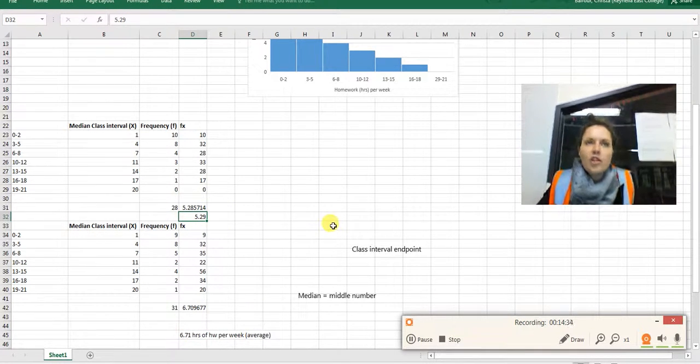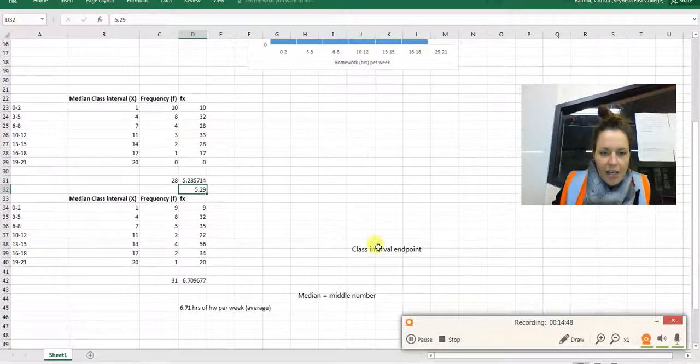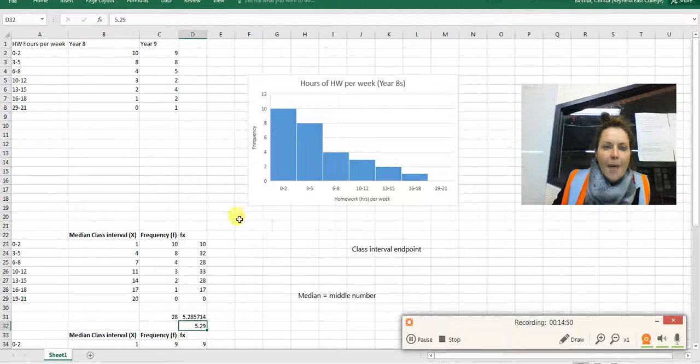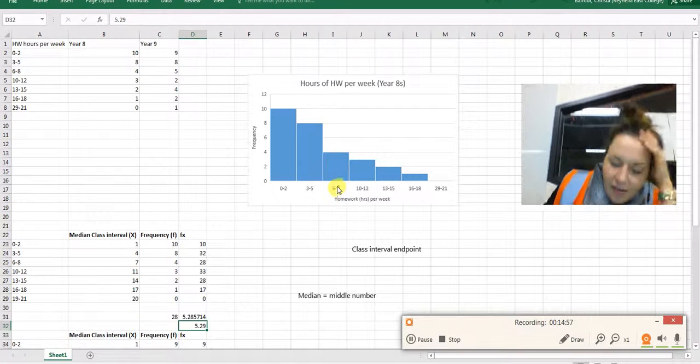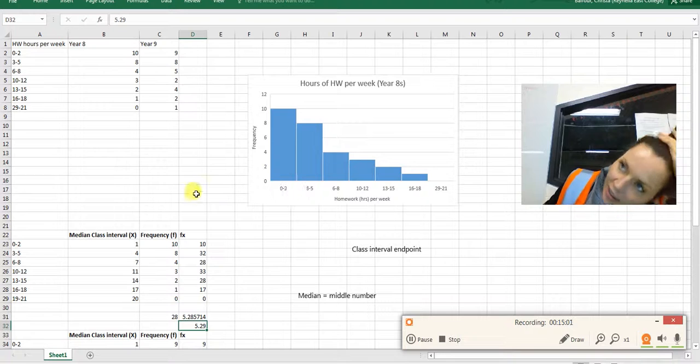So we often use mean, median, mode and range when we are analysing our results. So basically that's how you can calculate your mean. How you would calculate your range is going to be not as reliable when we've already grouped the data.